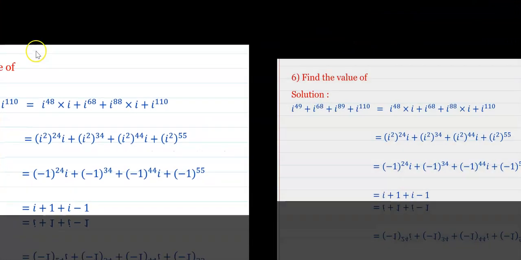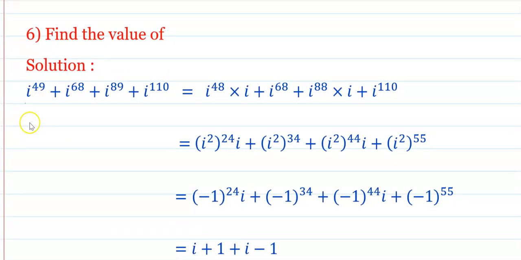Next, find the value of i^49 + i^68 + i^89 + i^110. i^49 is an odd number. It can be written as i^48 into i. i^68, no problem, it's an even number, keep it as it is. Plus i^89 means i^88 into i. Plus i^110. i^48 means what? (i²)^24 into i.